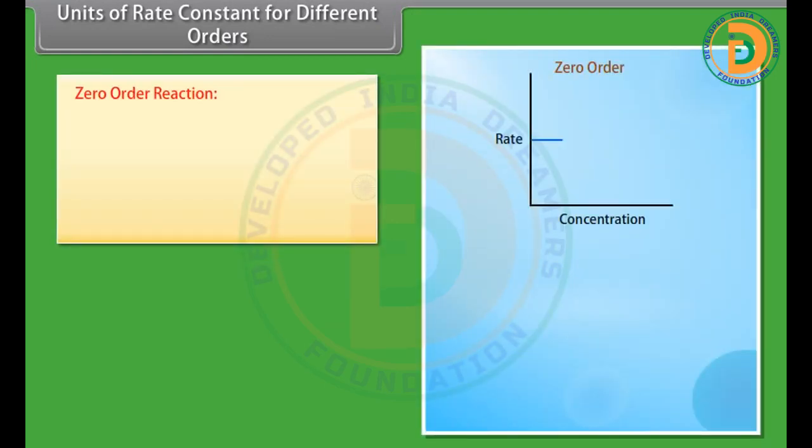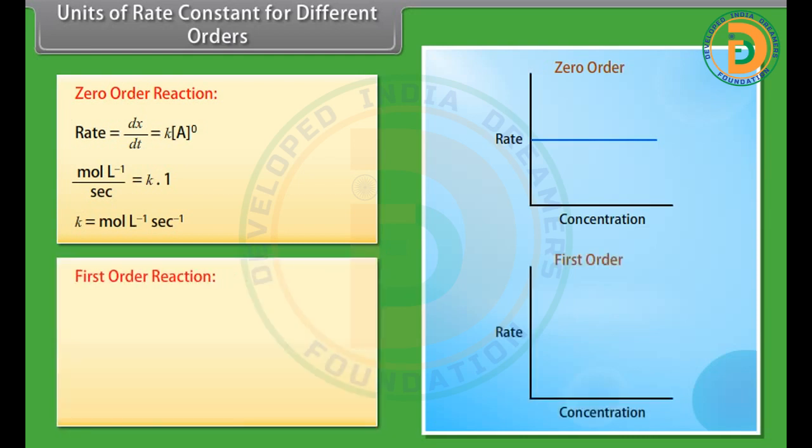Zero order reaction. Rate is equal to dx by dt, which is equal to the product of K and [A] raised to the power 0. Thus, units of rate constant for zero order reaction are mole per liter per second. First order reaction. Rate is equal to dx by dt, which is equal to the product of K and [A]. Thus, the unit of rate constant for first order reaction is per second.